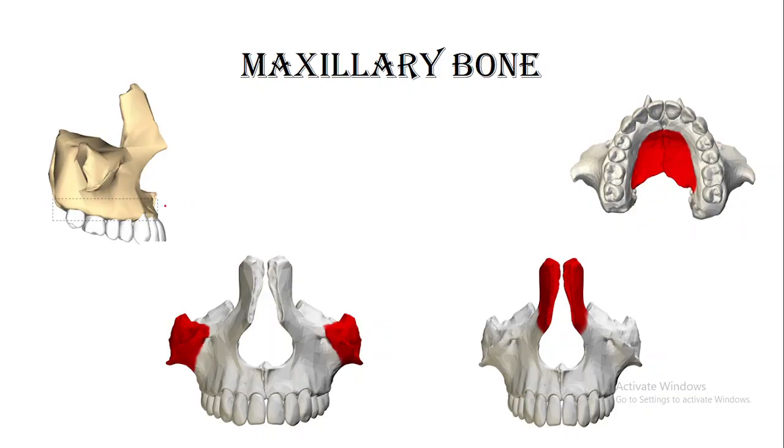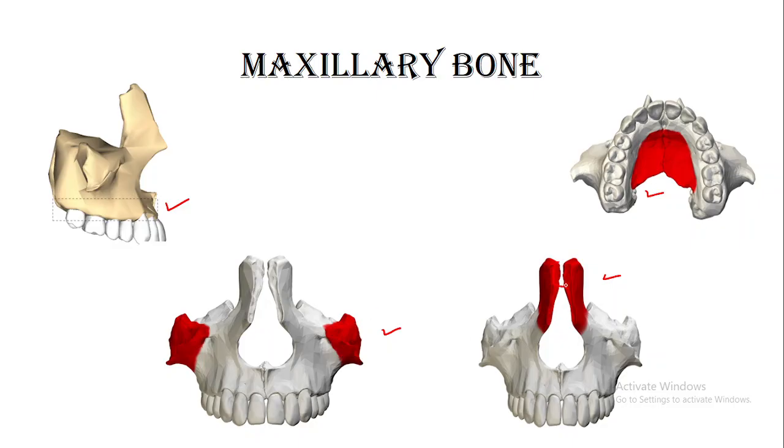So this is the alveolar process of maxilla, which is responsible for bearing the alveolar sockets or maxillary teeth. Then this is the zygomatic process of maxilla, this is the frontal process of maxilla, and this is the palatine process of maxilla. The palatine process of maxilla we cannot see in norma frontalis, but the other three processes we can see.